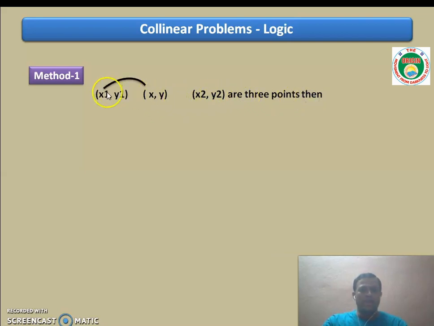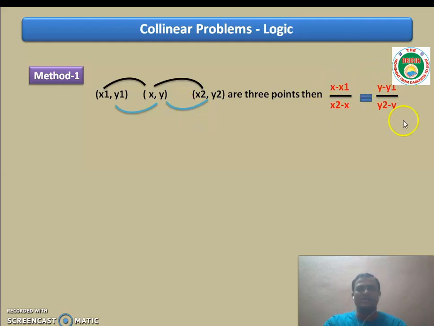Now we take x minus x1, that is the x coordinate of the middle point minus the first point, divided by x2 minus x, the third point's x coordinate minus the second point's. Next, y minus y1, the middle point's y value minus the first point's, divided by y2 minus y, the third point's y coordinate minus the second point's. So this is the ratio.